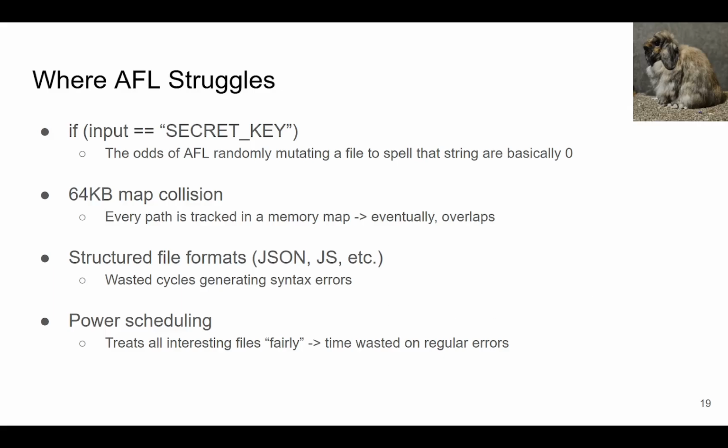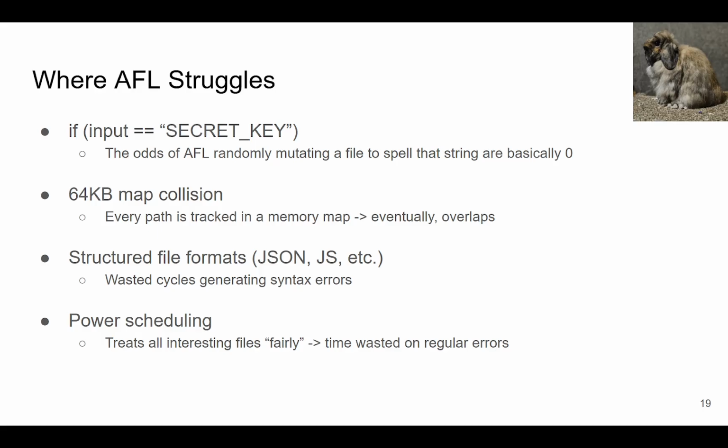So let's move on to the limitations of AFL. So where does AFL struggle? As cool as it is, it's not perfect, right? The first wall AFL tends to hit is what we call magic values. So if a program has a very simple security check, like if input equals secret key, AFL is essentially just a really fast bit flipper, right? So the mathematical odds of it randomly mutating a file to spell that exact secret key is basically 0, so it'll get stuck. The second issue is the map collision problem.